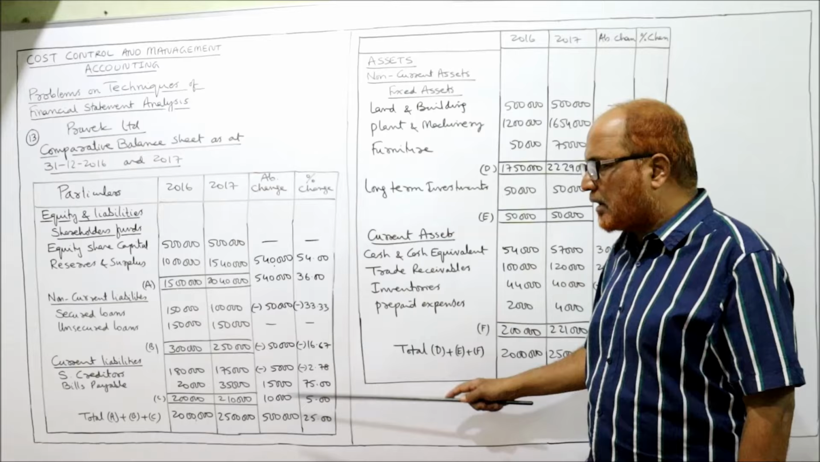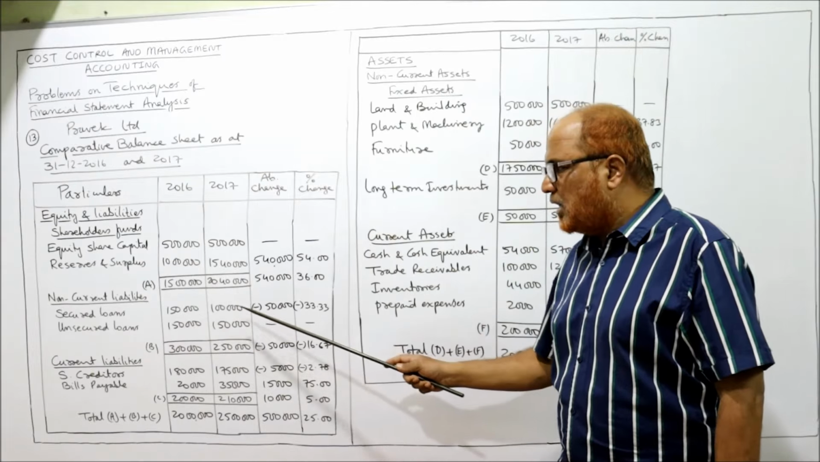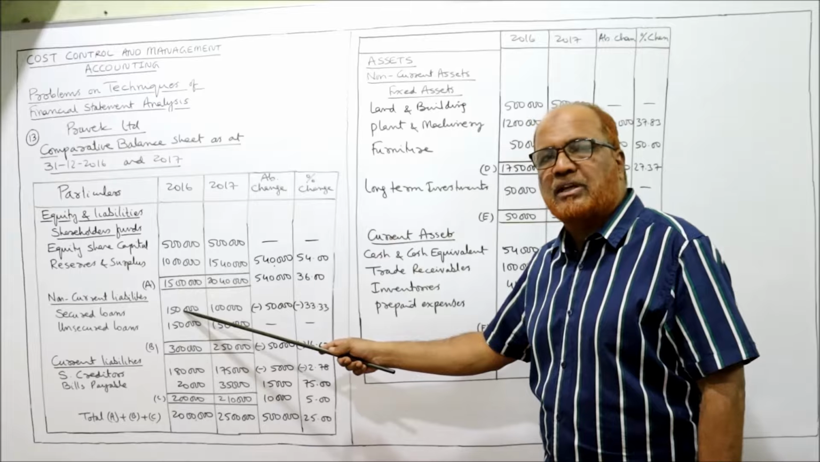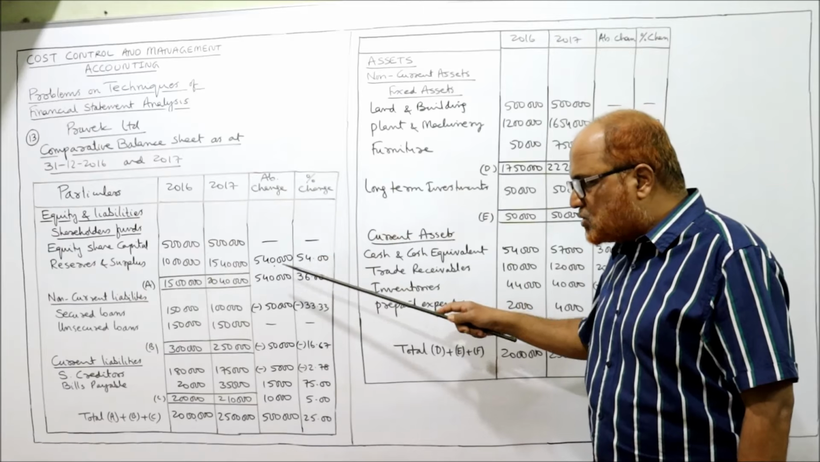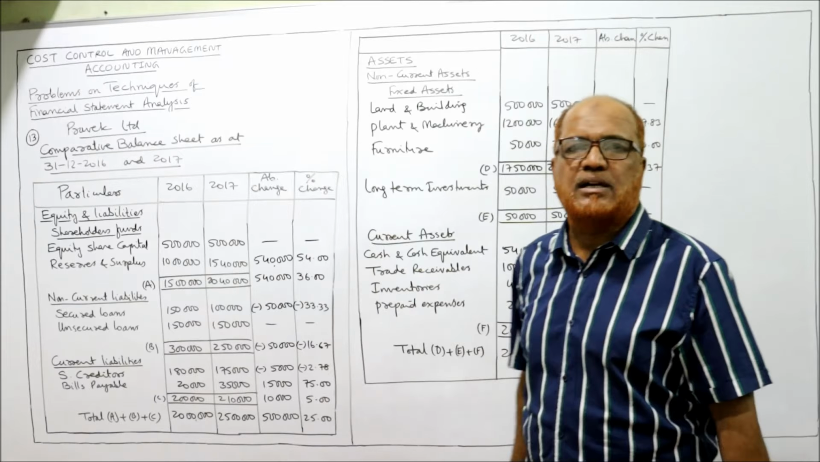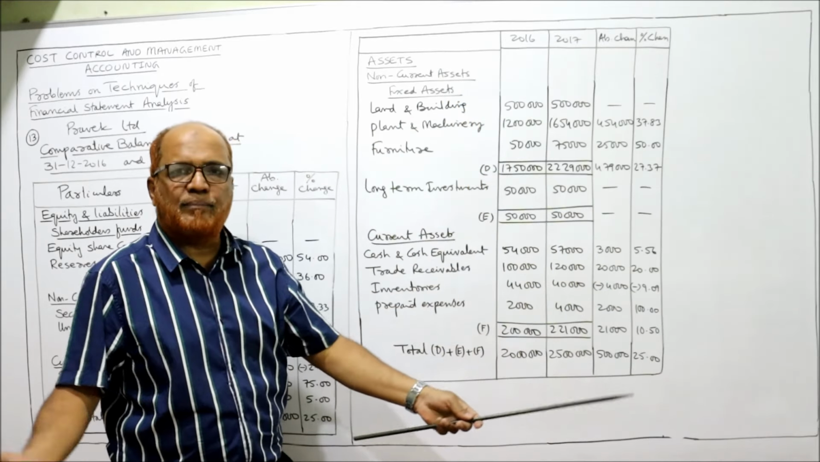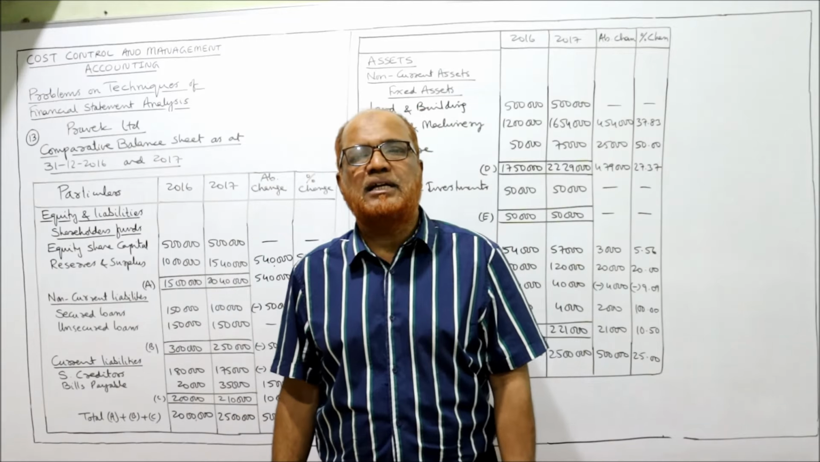Like this you have to calculate. Here you are getting a minus figure. 1 lakh minus 1 lakh 50,000 is minus 50,000. So minus 50,000 divided by 1 lakh 50,000 into 100, minus 33.33. So in this way we calculate all the absolute change and percentage change for the liabilities as well as the assets. That's it. This is the end of problem number 13.